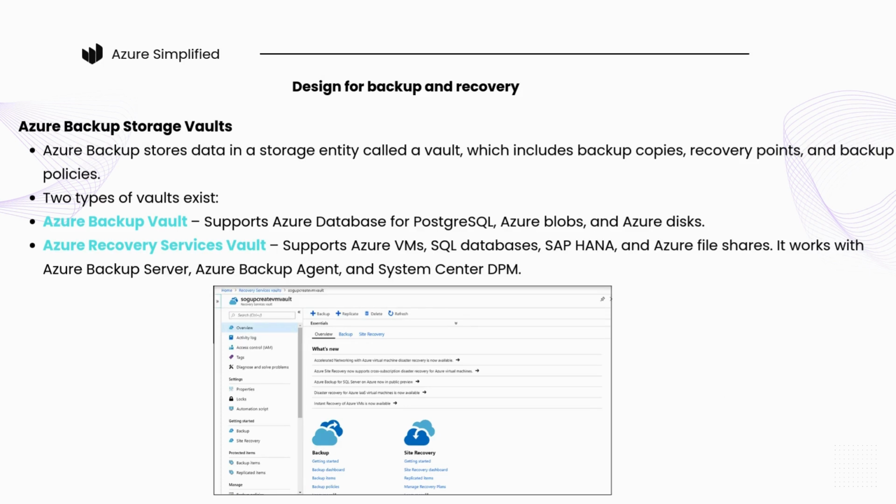Azure Backup Storage Vaults. Azure Backup stores data in a storage entity called a vault, which includes backup copies, recovery points, and backup policies. Two types of vaults exist. Azure Backup Vault supports Azure Database for PostgreSQL, Azure Blobs, and Azure Disks. Azure Recovery Services Vault supports Azure VMs, SQL databases, SAP HANA, and Azure file shares. It works with Azure Backup Server, Azure Backup Agent, and System Center DPM.